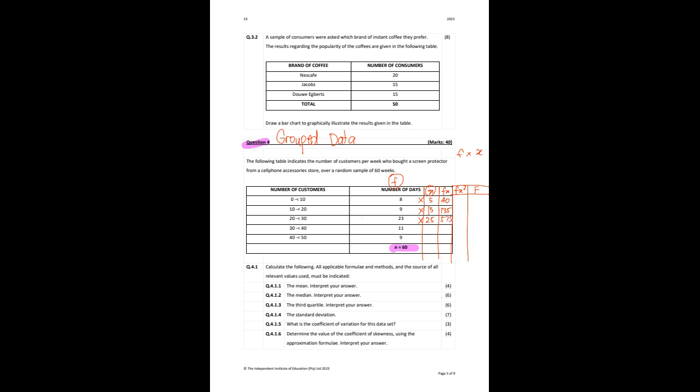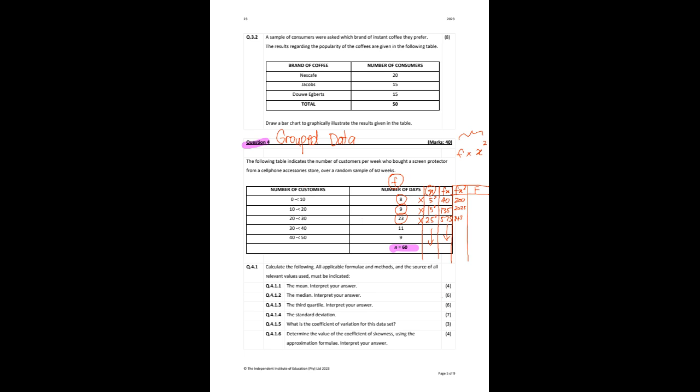Then it is fx squared. So fx squared is f times the x squared. So it's almost the same thing that we did just now, except for the x is squared. So basically for the first one, it's 8 times 5 squared, 9 times 15 squared, 23 times 25 squared, and so on. So 8 times 5 squared is 200. 9 times 15 squared is 2025. 23 times 25 squared is 14,375. And again, you'll continue like that.